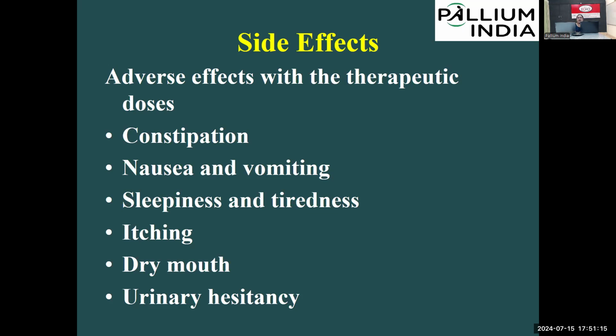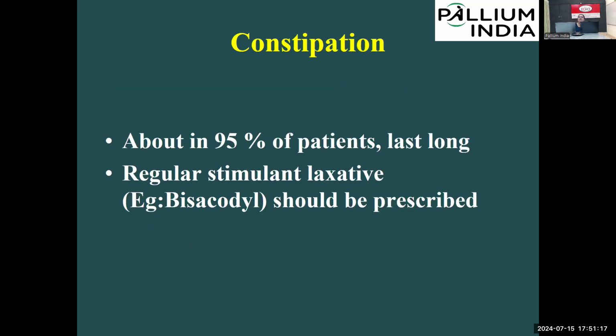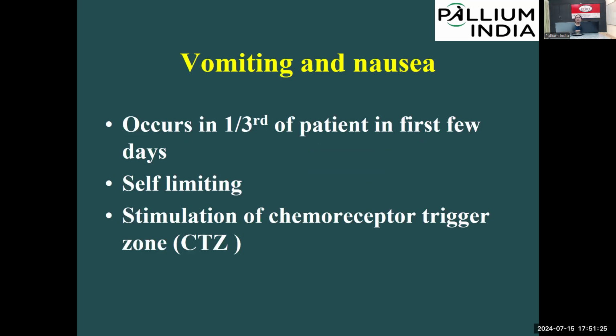So, as I mentioned, around 95% of the patients have this constipation, and we need to start with stimulant laxatives. Nausea and vomiting is a self-limiting symptom. It occurs in 1/3 of the patients in the first few days, and after 2 to 3 days, this symptom will subside by itself. So, when we start a patient on morphine, we need to prescribe an antiemetic for the first 3 days.